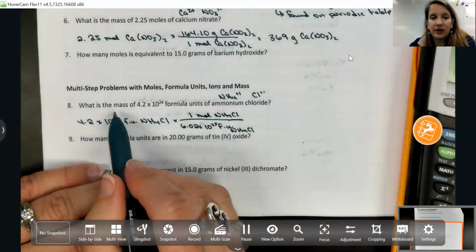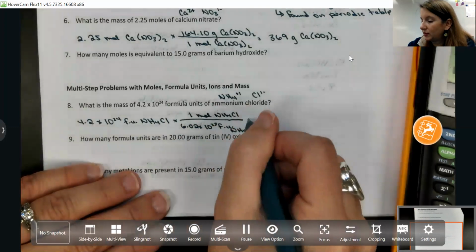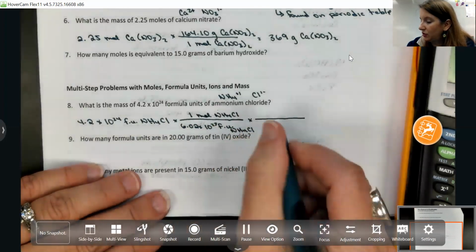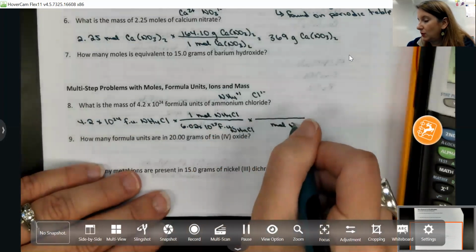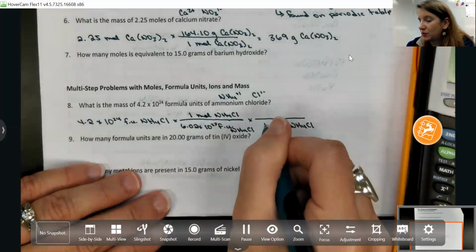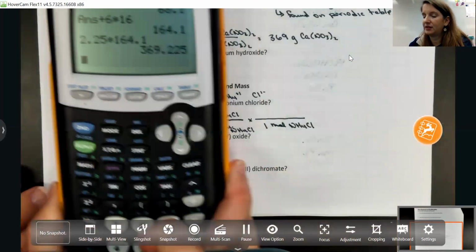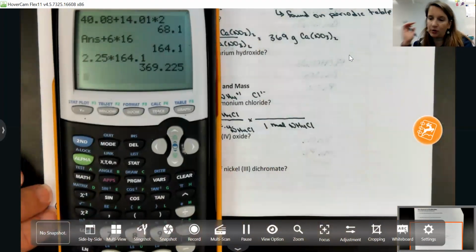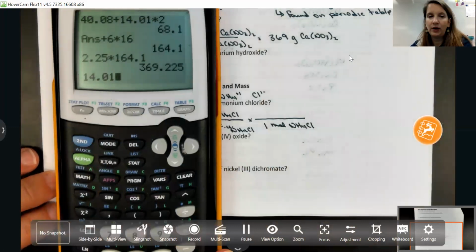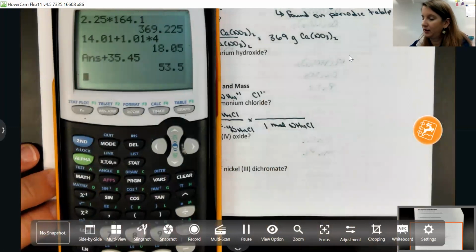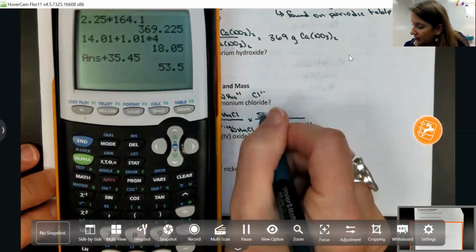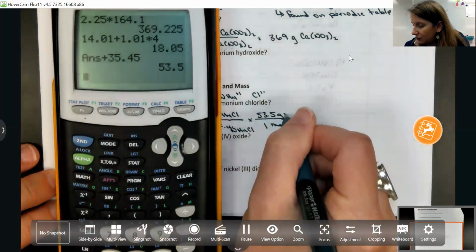But we're not done because we're looking for the mass, and this has moles, so we need to do another step. So since we have moles up here, we need to have moles down here in order to cancel out the mole. And that's 1 mole there. Now we have to find the mass of ammonium chloride. So we have 1 nitrogen plus 4 hydrogens plus 1 chlorine. So our mass is 53.5 grams of ammonium chloride.